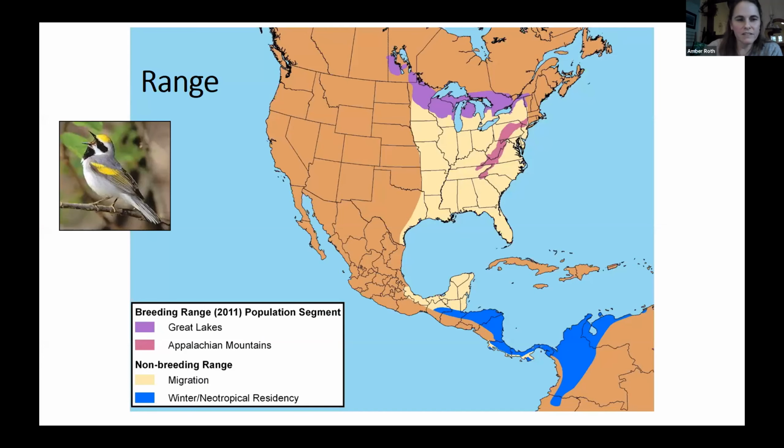If I can advance, there we go. The range of the golden-winged warbler: they breed in two regional populations, one in the Great Lakes, one in the Appalachian Mountains. They spend their winter in Central America as well as northwest South America.